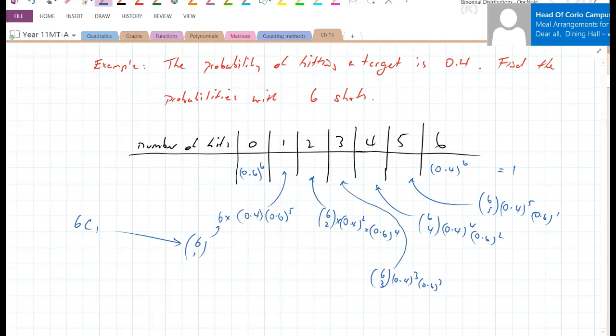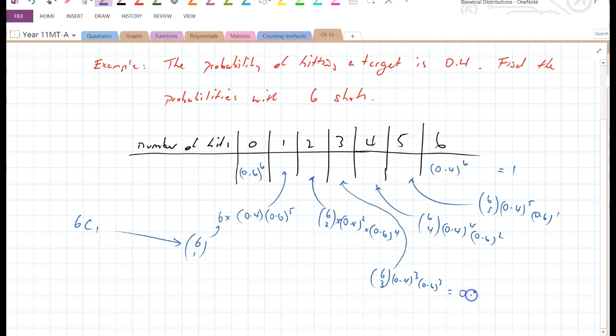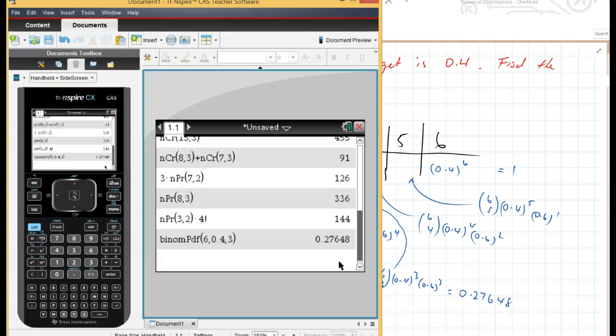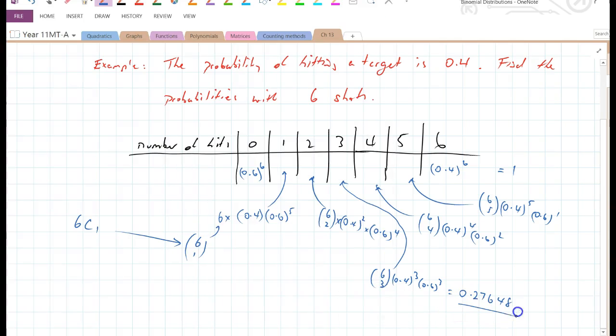0.27648. Let's reduce that. That was equal to 0.27648. I think that was it. 27648. Yes, it was. Right, that goes into that slot there.